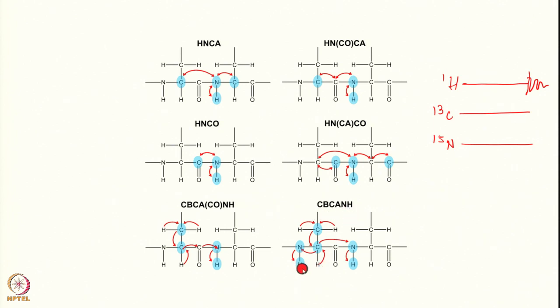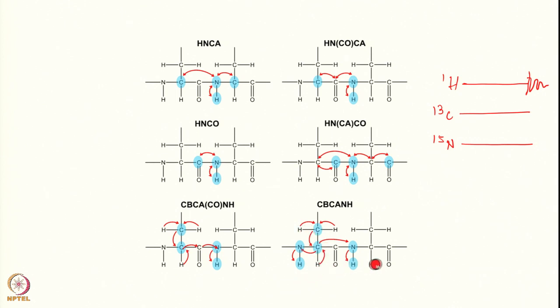In this particular case, CBCANH, you start from H beta or H alpha and come down to the C alpha. It is a two step process here, H beta to C beta and then to the C alpha, and from here also you go to the C alpha. From C alpha you go to the nitrogen, and from this C alpha you also go to this nitrogen, and you collect the signal as amide proton chemical shifts at this point. Therefore, these will establish correlation. What correlation do they establish? They will establish correlations within the same amino acid residue up to the C beta carbons.